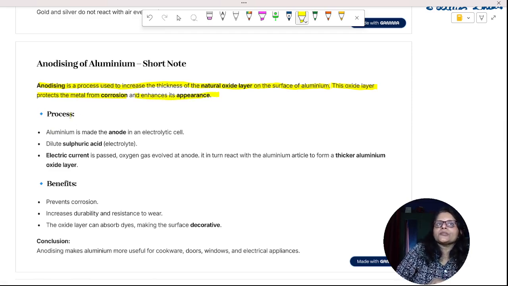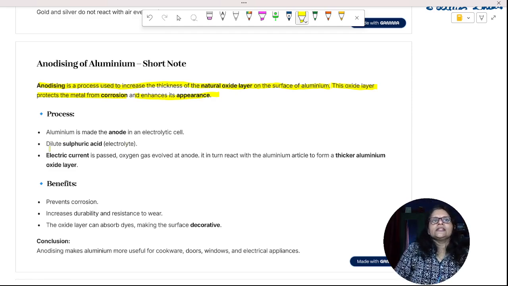In that process, electrolysis is done. You have studied electrolysis in 8th standard, and later in this chapter we'll be studying electrolysis again, where we refine metals. The process is that aluminium is kept as the anode in the electrolytic cell, and the anode is the place where oxidation takes place.